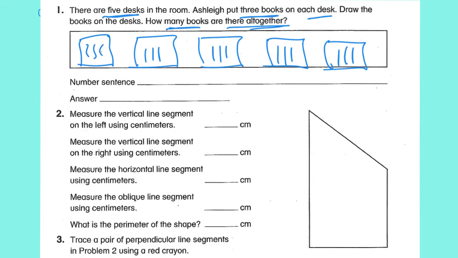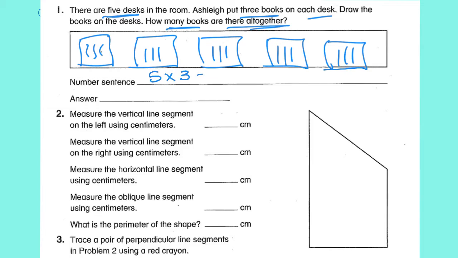So for our number sentence, we start with how many groups we have. So we have 5 groups. So let's go ahead and write 5. And remember, we write groups of with the times symbol. So 5 groups of, so that's 5 times. And we have how many in each group? Yes, 3. So it would be 5 groups of 3.